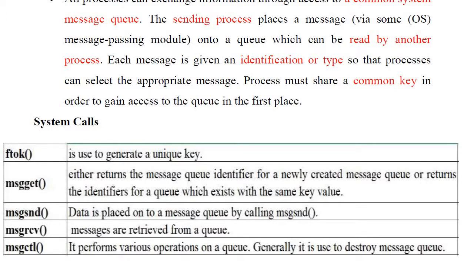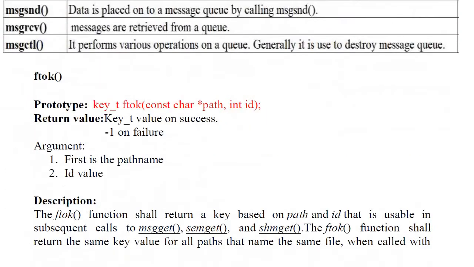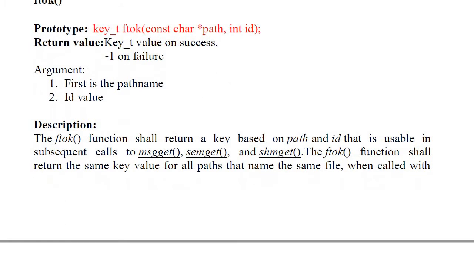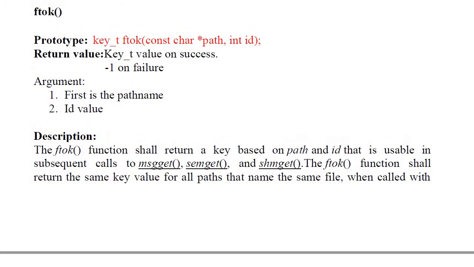Message send: data is placed onto a message queue by calling message send. Message receive: messages are retrieved from a queue. Message control performs various operations on a queue. Generally, it is used to destroy the message queue. We will see the usage of all the system calls in our program. Now, I'm going to tell you about the full description of the system calls: what the return types, prototype, arguments, everything are.